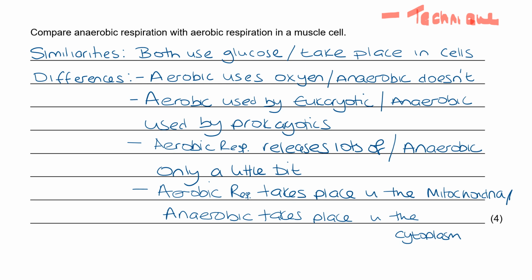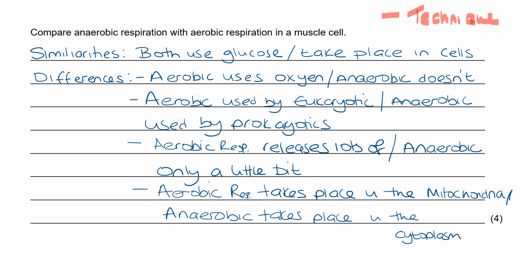There are two similarities. Both of them use glucose and both of them take place in cells. There are four differences that you need to be able to recall. Aerobic respiration uses oxygen, and a good connective here would be whereas anaerobic respiration doesn't. Secondly, aerobic respiration is used by eukaryotic cells. However, anaerobic respiration is used by prokaryotics.